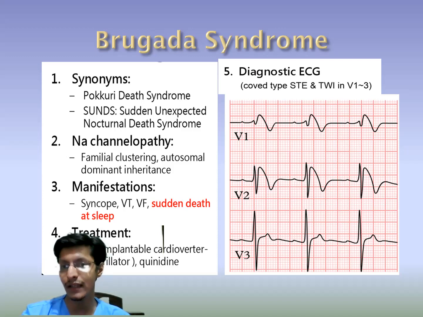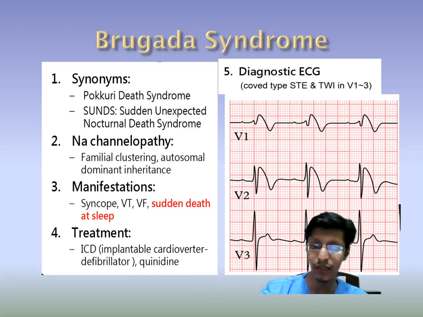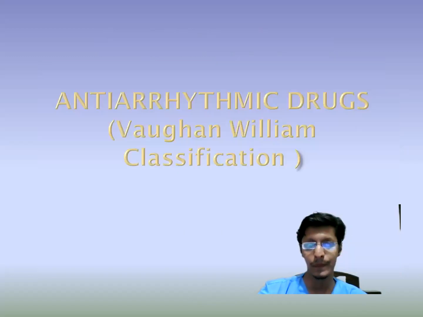So what we can see in the ECG is a coved ST elevation in V1, V2, and V3 with T wave inversion in V1, V2, and V3. What is the treatment? It is implantable cardiac defibrillators.